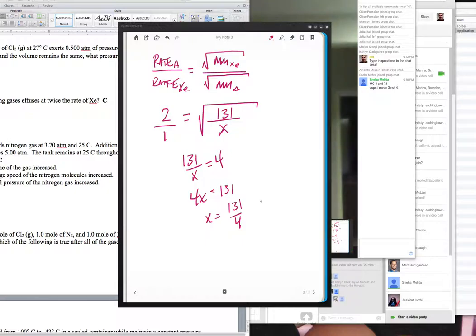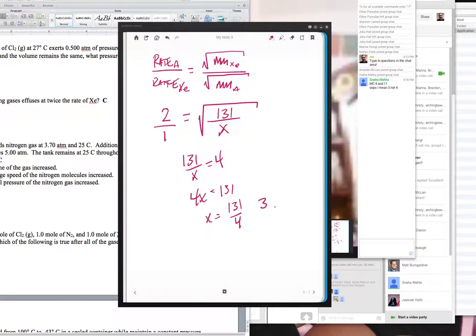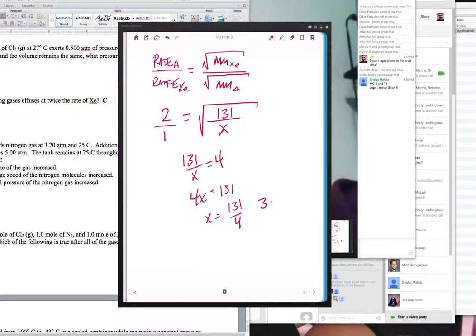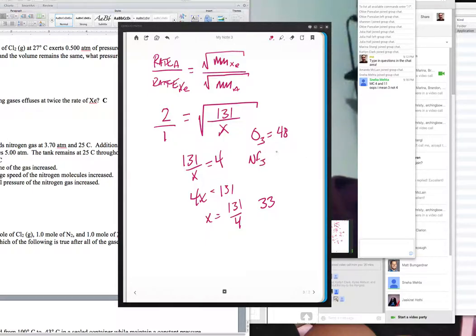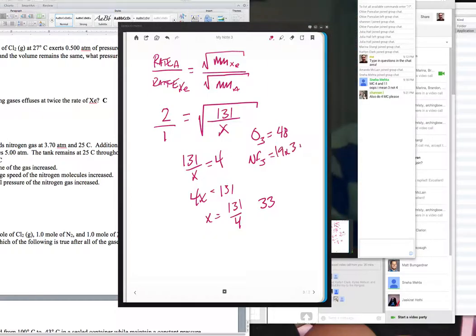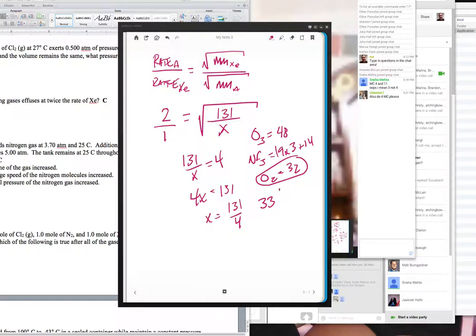4 goes into that, what do we say? It's like 30, almost 33. So which one of those choices is about 33? O3. O3 is equal to 48. NF3, let's see, 19 times 3 plus 14. That's probably not it. O2 is equal to 32. So my money's on O2. And then CO is equal to 28, right? So I would go with C.